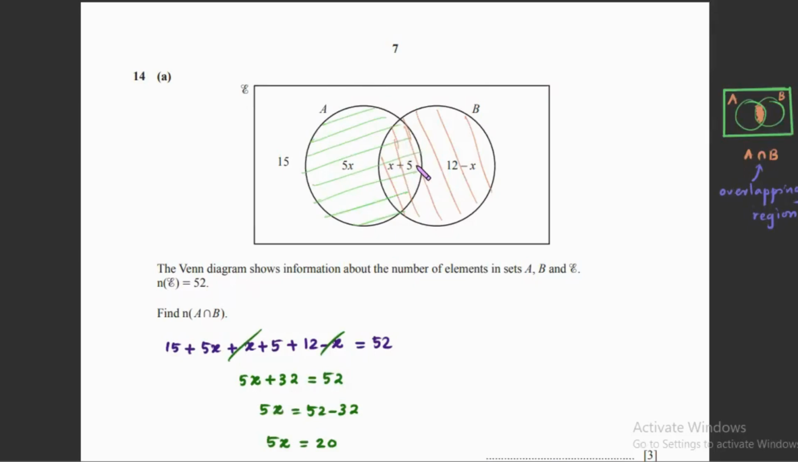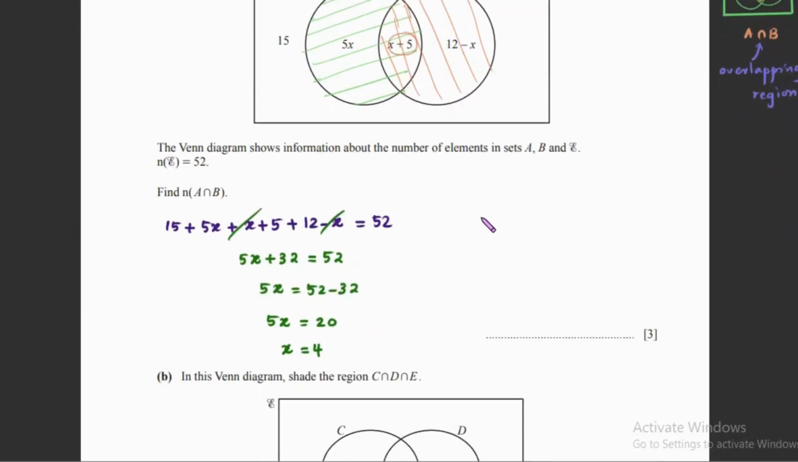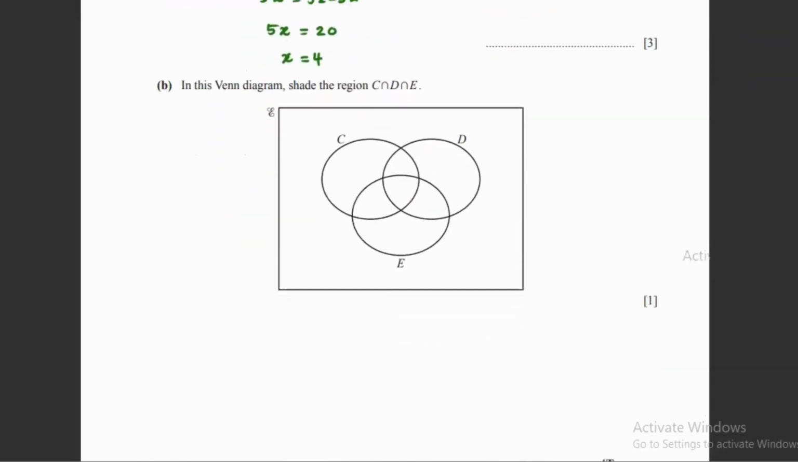So it's going to be this region, which is this x plus 5, which means I need to find what x plus 5 is equal to. That will be my answer. We know that x is 4. 4 plus 5 is equal to 9. So 9 is going to be the number of elements that belong to A intersection B. Let's move on to part B.